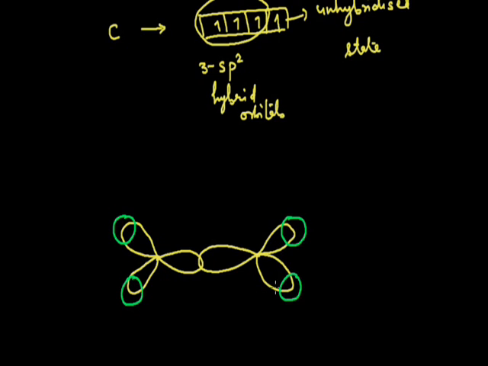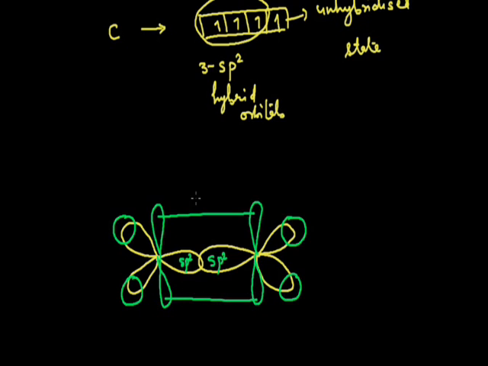Similarly, in the second carbon also the same thing takes place, while one of the sp2 hybridized orbitals of one carbon combines with the hybridized orbital of another carbon, and the unhybridized orbital of carbon lies at an angle of 90 degrees, that is in a perpendicular plane to the hybridized orbitals, and it leads to the formation of pi bond. Rest of the orbitals lead to the formation of sigma bonds.